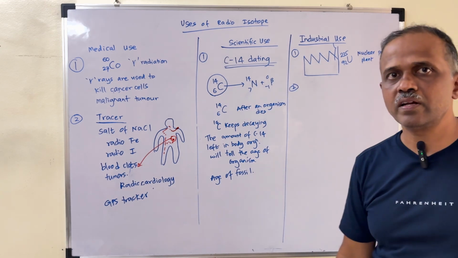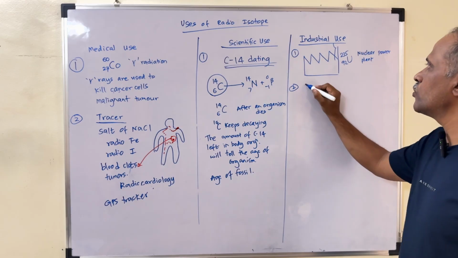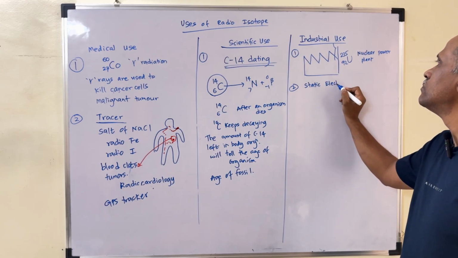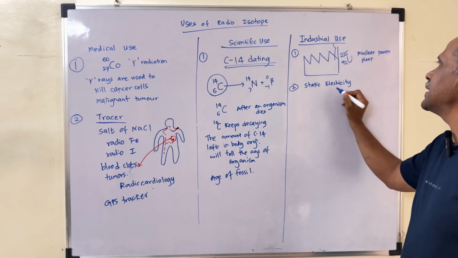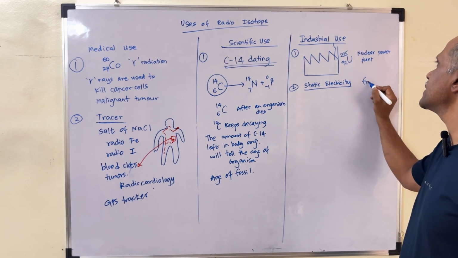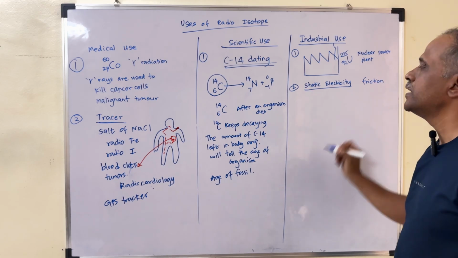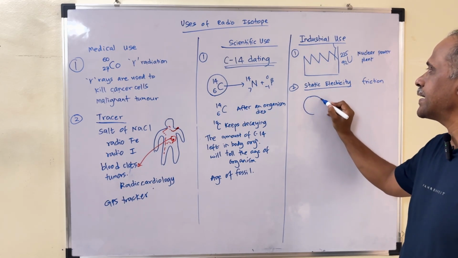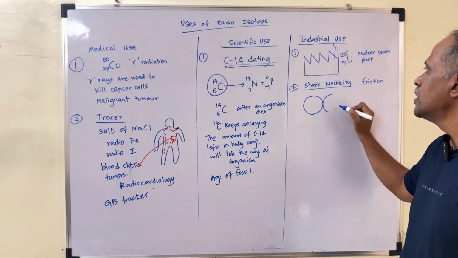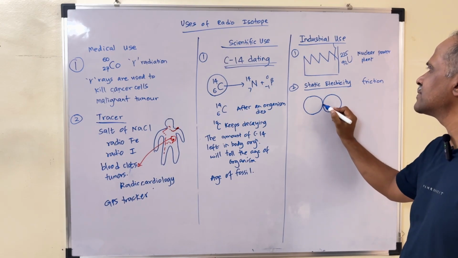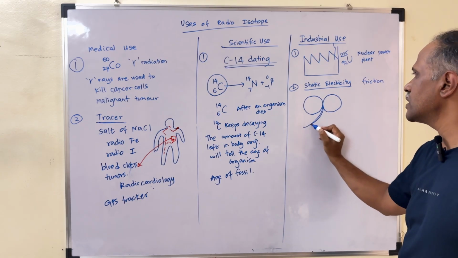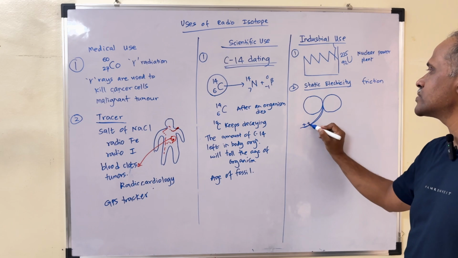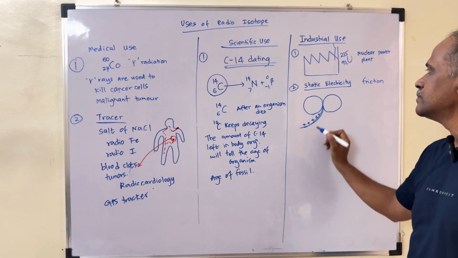Now what is the second one? You would be knowing about static electricity. Static electricity is generated by friction between two bodies. Supposedly, in a factory or an industry, there are two rollers sliding over each other, and say something is coming out of these two rollers. Then what will happen? There will be an accumulation of static charge on this particular thing.